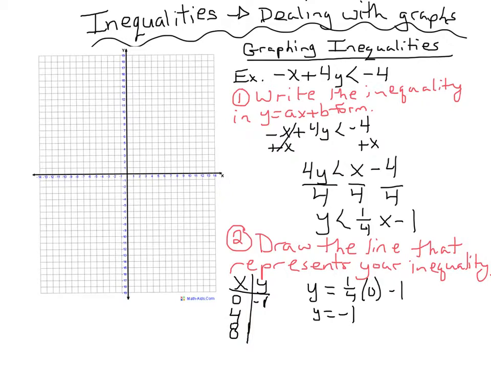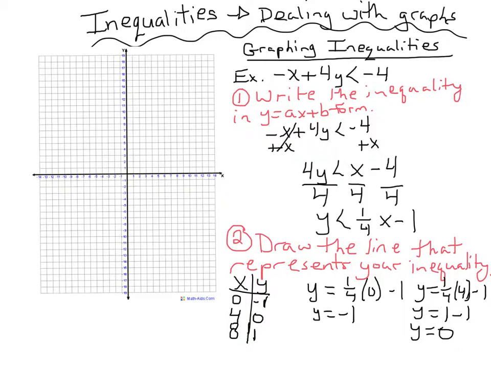Okay. I could then do the same thing for my next point. Y equals 1/4, and I'd try 4 minus 1. Y equals 1/4 times 4 is plus 1, minus 1. Y equals 0. So I have 2 points now. I have the point 0, -1. I have the point 4, 0. If I plug in 8, I'm going to get that y equals 1. I don't have room to do the calculation, but just trust me. So I have 3 points now, and therefore I can graph those points onto my graph.